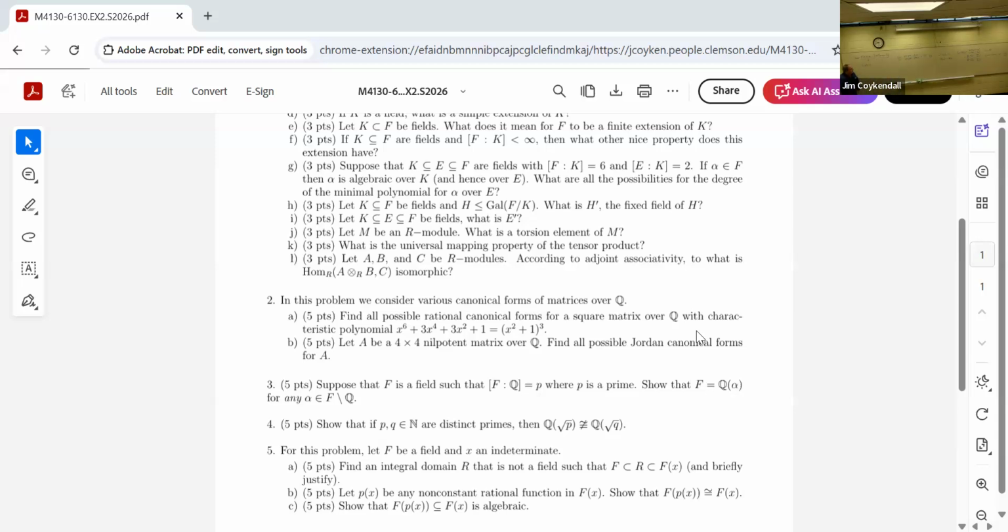Okay, any questions on it? Yes. So is that the degree of the extension? Is that 0? If they're the same, the extension degree is 1. 1? Yeah. Okay.